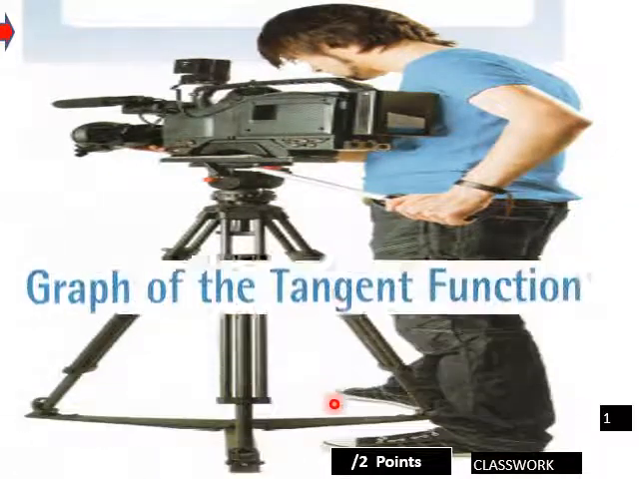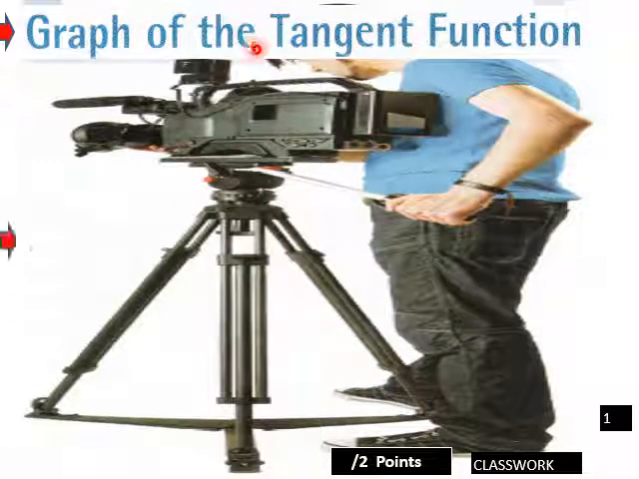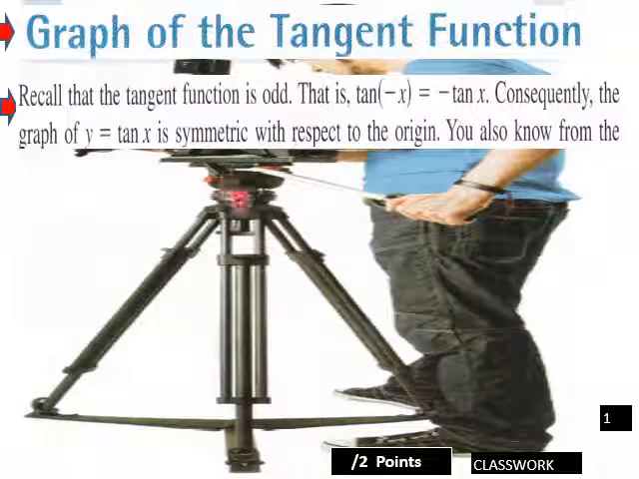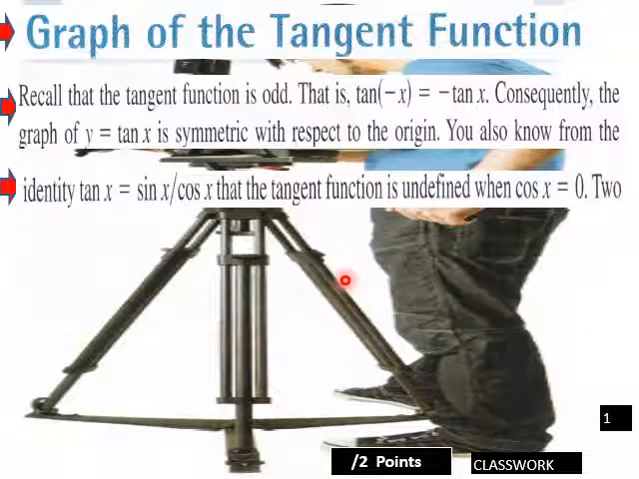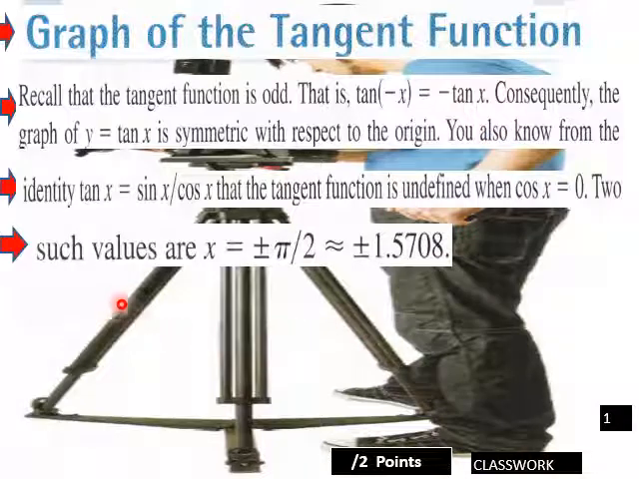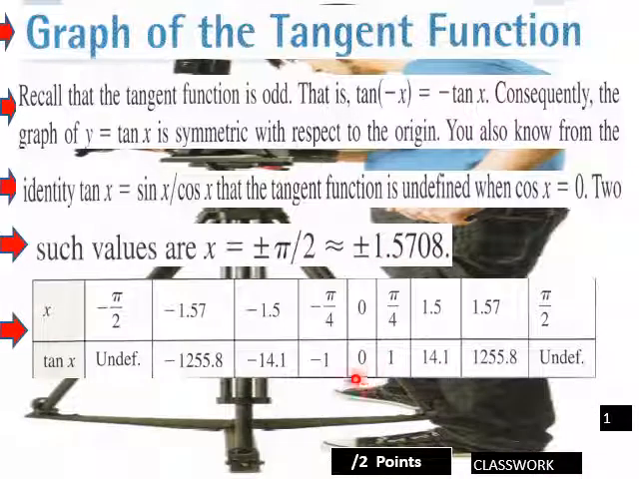Okay, into our lesson today. The graph of a tangent function. Recall that the tangent function is odd. That is, tan of negative x equals negative tan of x. Consequently, the graph of y equals tan x is symmetric with respect to the origin. You also know from the identity tan x equals sine x over cosine x that the tangent function is undefined when cosine x equals 0. Two such values are plus or minus pi over 2, which is approximately plus or minus 1.5708.